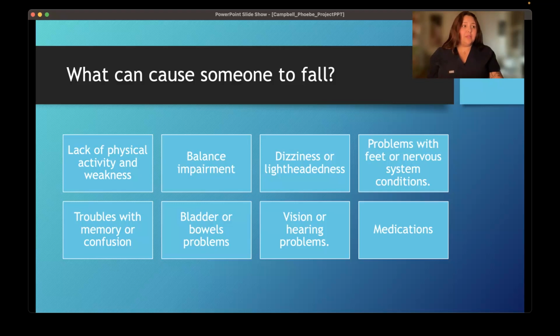Bladder or bowel problems. Now this is talking more about frequency or urgency when someone needs to use the restroom. They might have to get up rather quickly, and they forget to assess their physical surroundings, so they could trip on any fall hazards nearby. Vision problems make it more difficult for people to see. So when it's dark, the use of night lights is really important, especially in high traffic areas: bathroom, bedroom, hallways, etc.